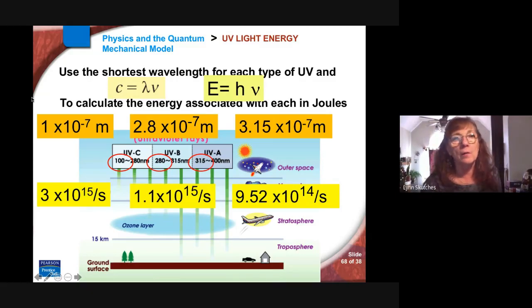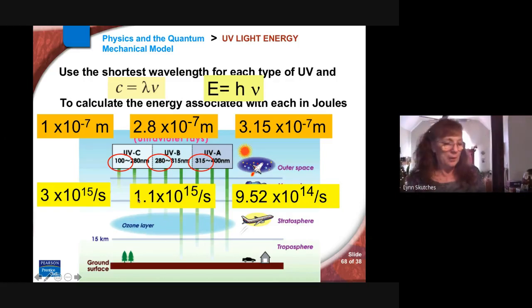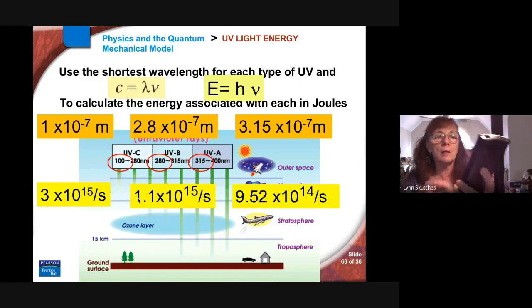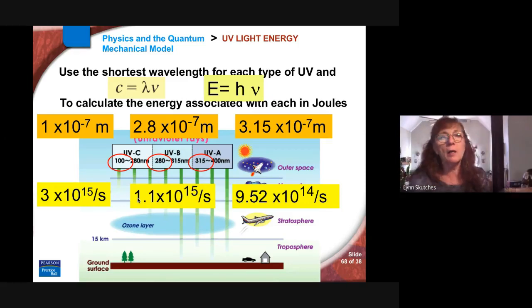So these are wavelengths on the top in the orange. These are frequencies in the yellow. Next thing we need to do is take that frequency we just calculated and plug it into the energy equation. Again, 6.6262 times 10 to the minus 34. For your calculator, 6.6262 second E negative 34. That's the start. Then hit times, and we're going to do 3 second E 15.